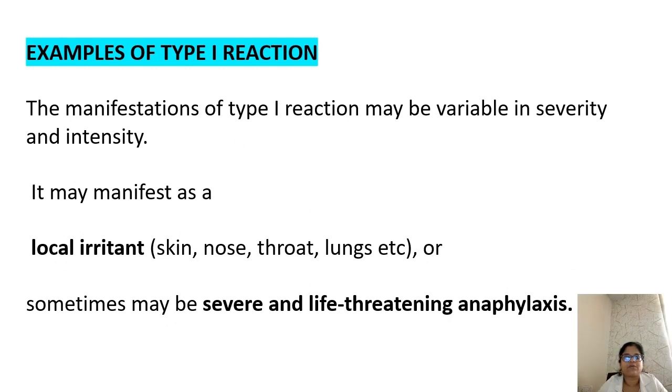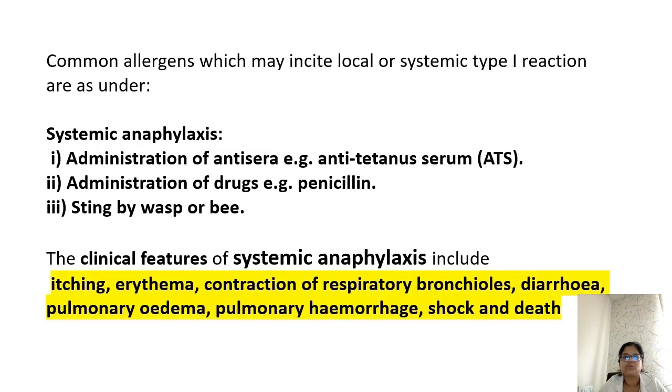So the examples of this type 1 hypersensitivity reaction would depend upon the severity and intensity. It may manifest as a local irritant and sometimes may be severe, life-threatening anaphylaxis also. So common allergens which incite this local or systemic type 1 reaction would be, for systemic anaphylaxis, the administration of anti-serum like anti-tetanus serum, or the administration of drugs like penicillin, or a sting by a wasp or bee. The clinical features of systemic anaphylaxis would be itching. The patient will be presenting with itching, erythema, contraction of the respiratory bronchioles, spasm, diarrhea, then pulmonary edema, pulmonary hemorrhage, shock, and even succumbing to death.